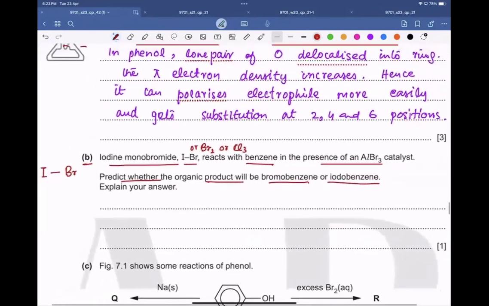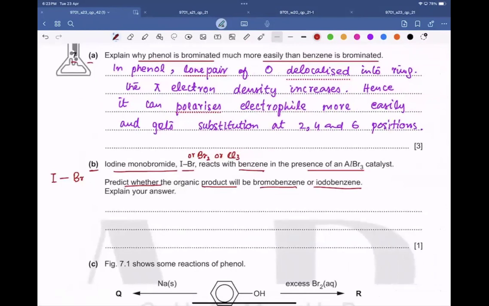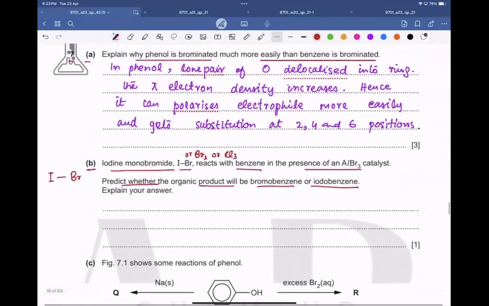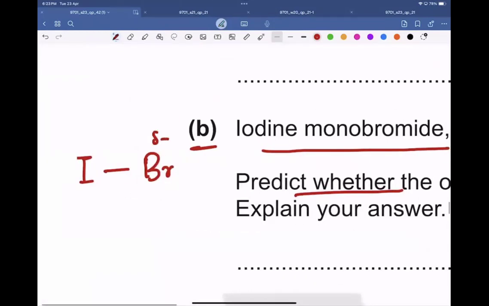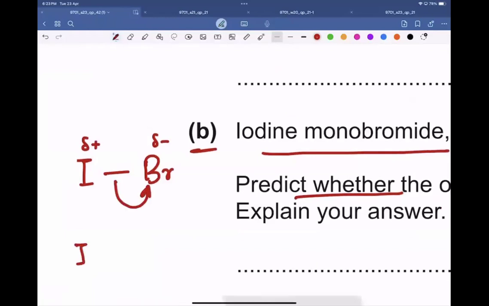Wrong, Ahmed. If you recall, the reactivity decreases down the group, so bromine is more electronegative. So bromine becomes partial negative and iodine becomes partial positive. So when the bond is broken, we get I as a positive and Br as a negative. So I would become an electrophile, and the electrophile gets substituted on the benzene ring, right? So that's why. And Ahmed, please be focused.